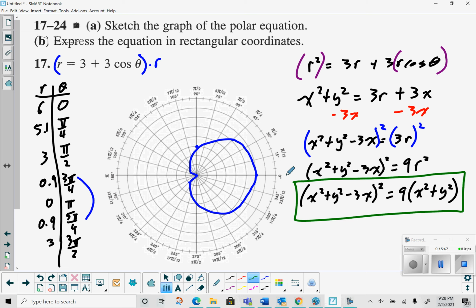At this point, I say mission accomplished. I have an equation. No more r variables, no more thetas. It's just in terms of x and y, and I already have the graph. The only reason that I would expand that, get rid of the parentheses, square what's on the left, combine like terms, is to make it easier to try and draw the graph. I already have the graph.